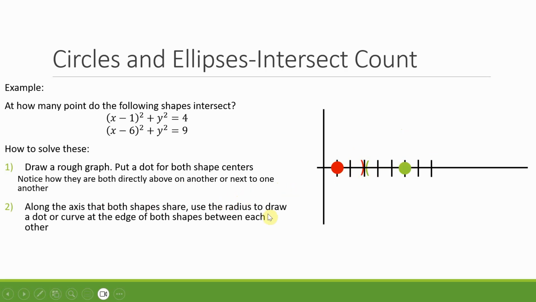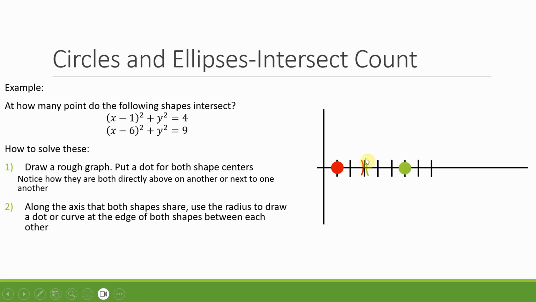So now I have to figure out the radius for both to draw, and I just use a little curve typically, but you can do whatever you want to mark them, and find what the edge is for each in between each other. So let's again start up here. The radius on this one, which I have in red, so I have 4, but remember it has to be something squared, so it's 2 as my radius. So 1, 2, I put a little red curve, meaning it just goes this far. Again, I don't have to go 1, 2, 1, 2, 1, 2. I only care about in between the 2 centers, so right here. Then for this one, the radius is going to be 3, because 3 squared gives me 9. So from here, 1, 2, 3.